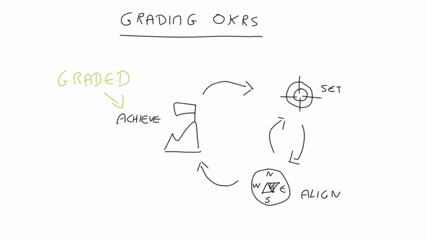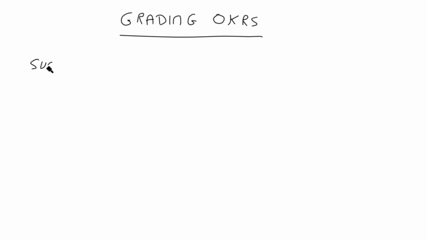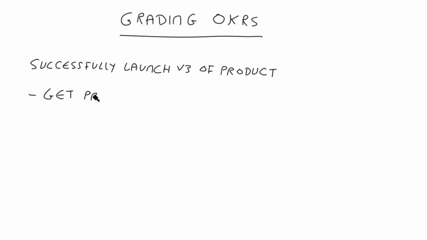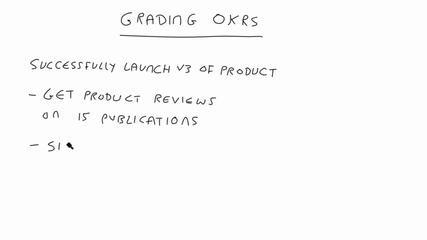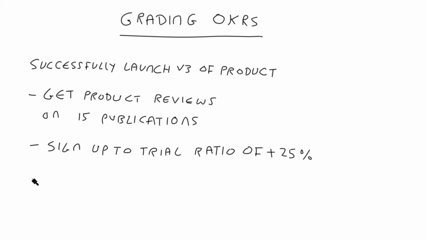Now imagine that you're a product manager. Your OKR might look something like this for a quarter. So your objective might be to successfully launch version 3 of a product, and your key results might be to get product reviews on 15 publications, to improve your sign up to trial ratio to 25%, and to get your trial to paid ratio to plus 50%.